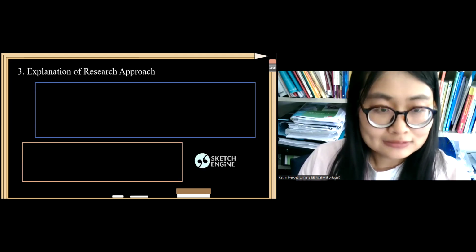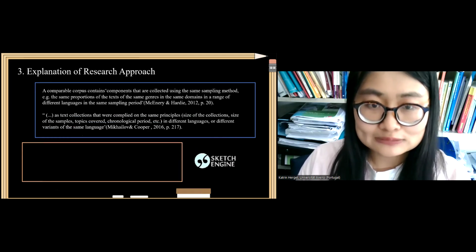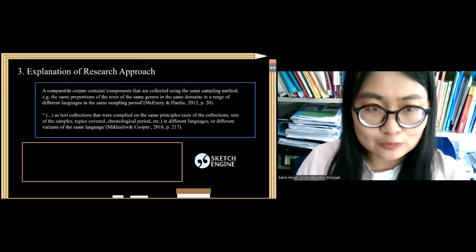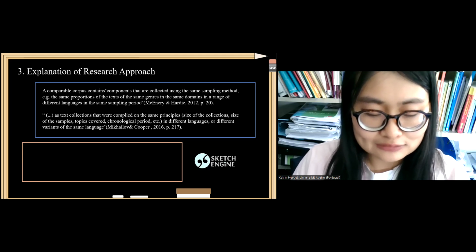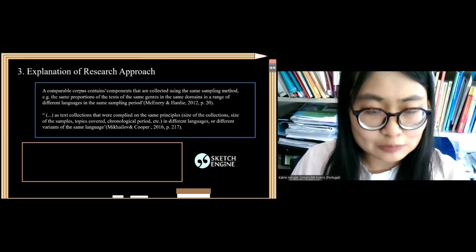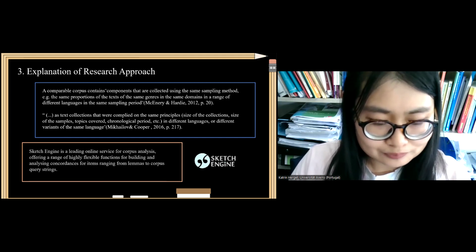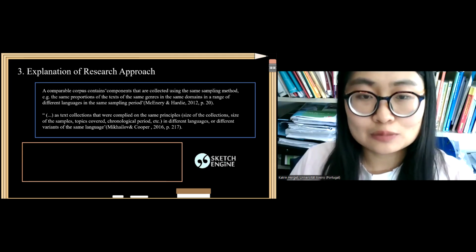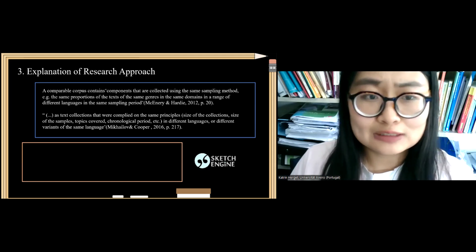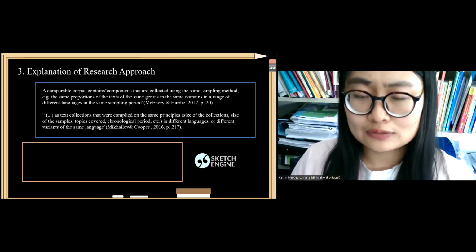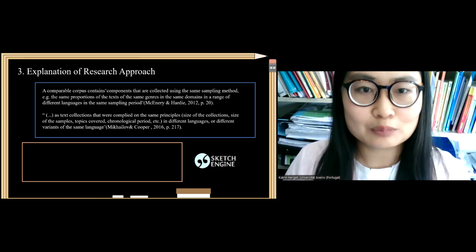The study adopts a corpus analysis approach, combining both qualitative and quantitative exploratory analysis. The texts will be analyzed using Sketch Engine, a corpus analysis tool used for processing and exploring large text corpora, according to McEnery and Hardie. A comparable corpus contains components that are collected using the same sampling method. For example, the same proportions of texts of the same genres in the same domains in a range of different languages in the same sampling period.